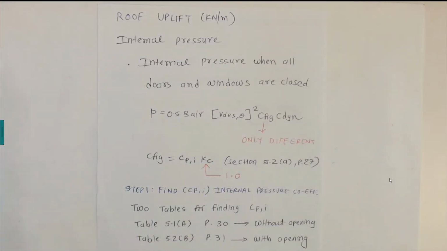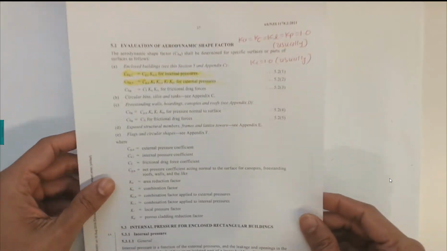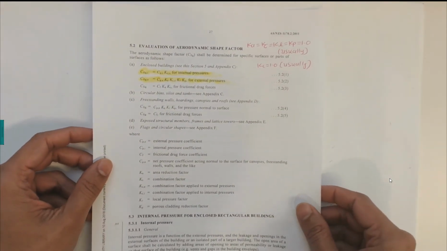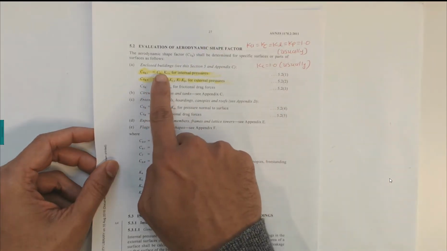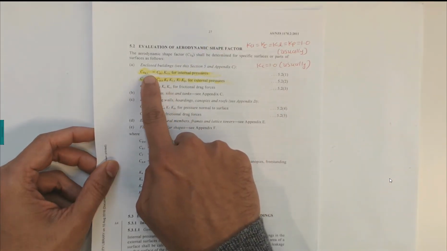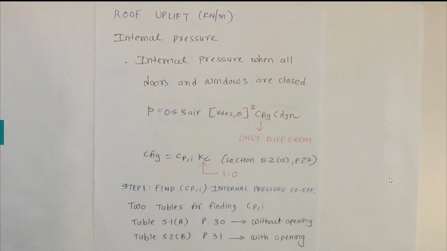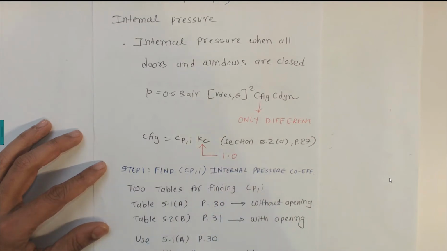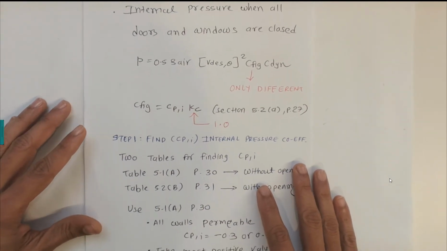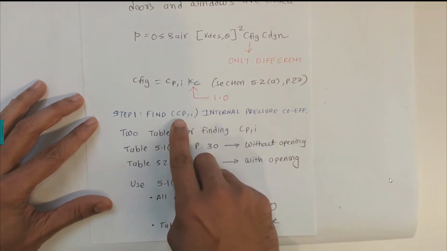Once we use these equations, we need to calculate the aerodynamic shape factor for internal pressures. That is given in clause 5.2(a) on page number 27. That is the equation for the aerodynamic shape factor for internal pressure, C_fig,i = C_pi × K_ci. Now K_c is 1.11, which we found in the last video. Next we need to find the internal pressure coefficient, C_pi.